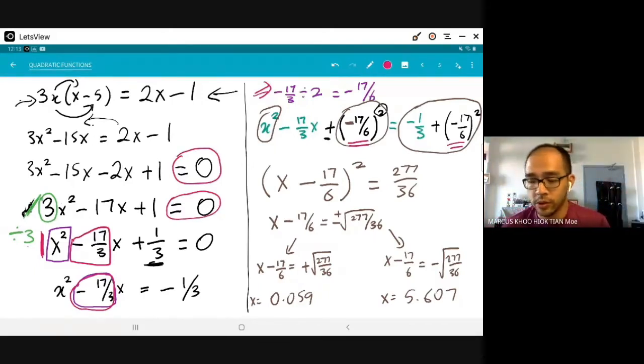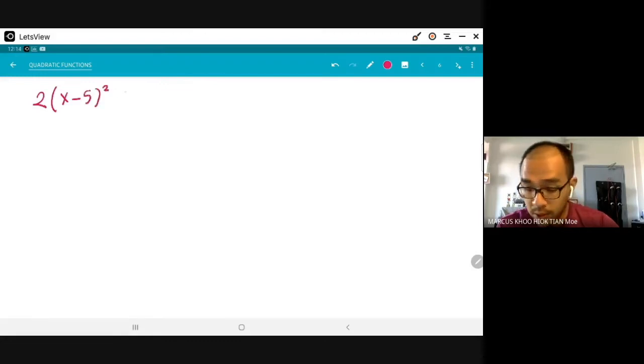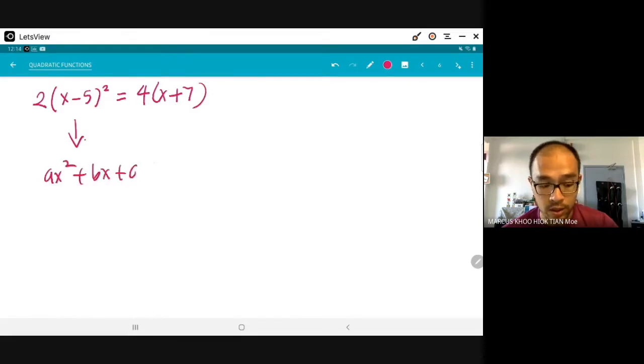Okay, let me do one more before I teach you the third method. Okay, saya mau kamu semua ni betul-betul pro ni, dalam bab completing the square. Okay, here's another one. 2x minus 5 squared equals to 4x plus 7. Don't forget now, we must change this to ax squared plus bx plus c equals to 0. Ini dulu. Okay, baru kamu boleh completing the square.